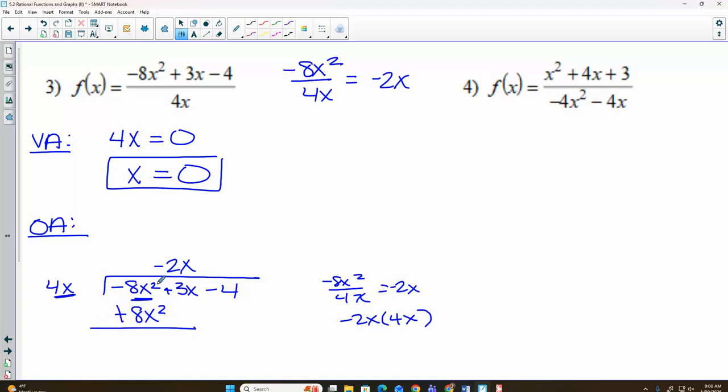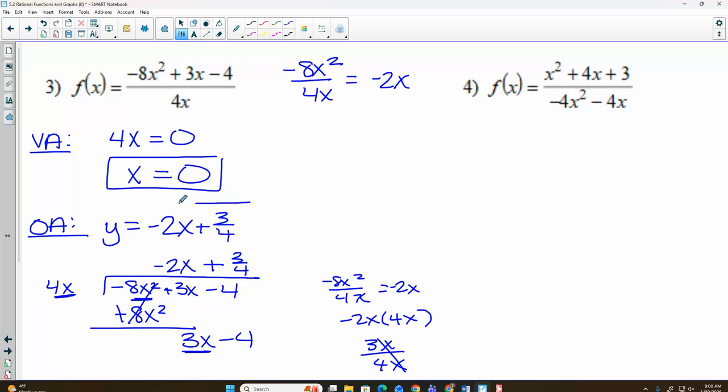Subtract it off. So change those signs, x squared cancel. So we have 3x minus 4. So 3x divided by 4x, so I get 3/4. So my oblique is y equals negative 2x plus 3/4. That's all we need. Y equals mx plus b. Is that okay? You guys try number 4.